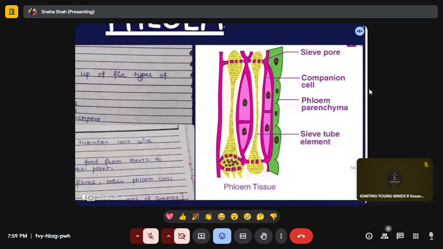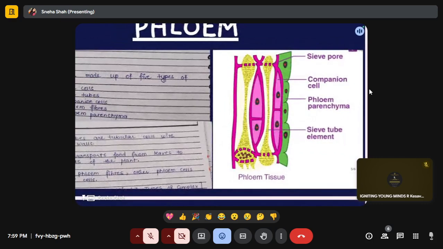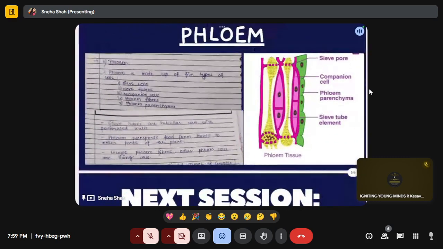As you can see, companion cells, phloem parenchyma, similar function they perform as in xylem. Pores will help in absorption of food and minerals. Companion cells will try to give structural support to the tissue. Parenchyma will give you the function of storage and support. And sieve tube element will help in multi-directional transportation. Is that clear?